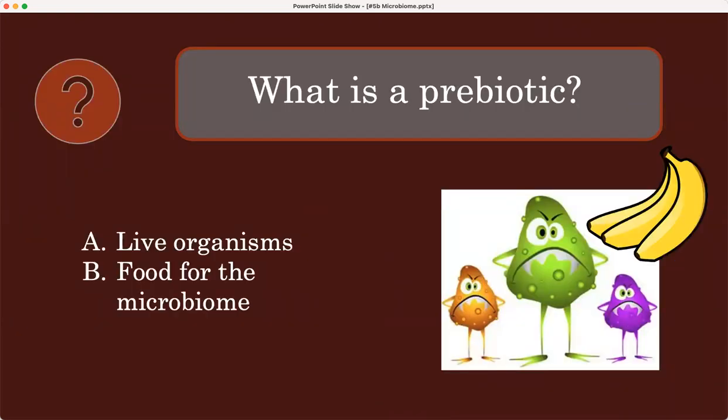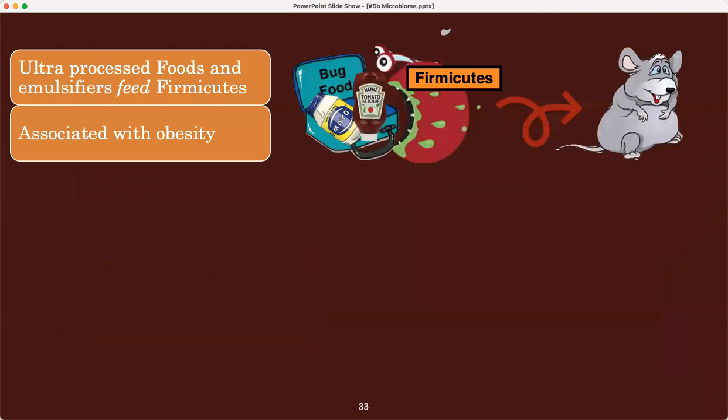Okay, so we're going to talk about treatment. Prebiotic versus probiotic. What is a prebiotic? The answer is it's food for the microbiome. So the way I remember that is pre as in feed, biotics that feed the good microbiome. And of course, types of prebiotics can also feed Firmicutes, the one you don't want. Ultra processed foods, emulsifiers actually feed Firmicutes. Unfortunately, emulsifiers are in everything.